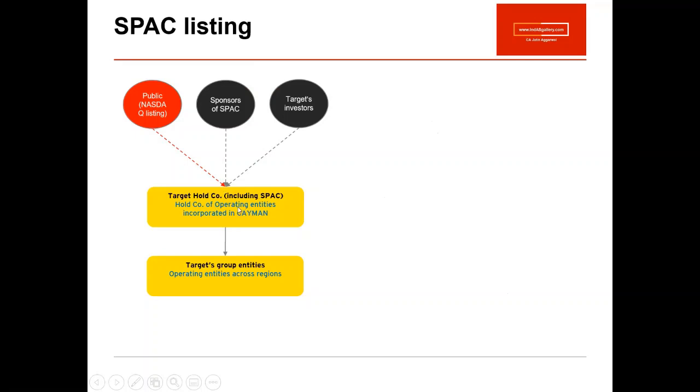Which is having SPAC into it. Most of these Indian entities, you will see that these target holding companies would be incorporated in Cayman because of the tax favorability over there. But there can be other things also possible. This is just an example which is given over here, right?